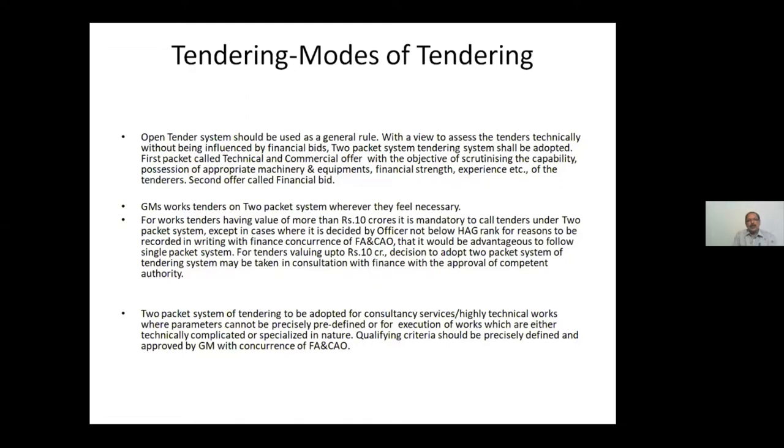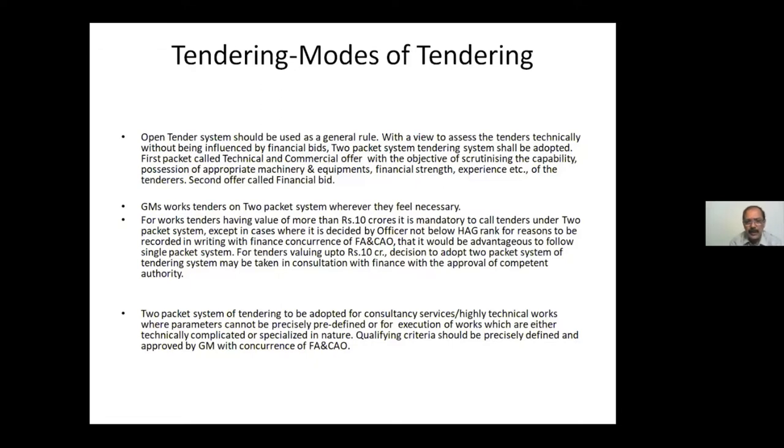So here two packet system, two packet system ka tendering 10 crore se jyada hai to compulsorily we have to invite into two packet system mode. If you want to call in the single stage mode, then you have to take finance concurrence and the general manager's approval for going ahead with the single stage tendering.